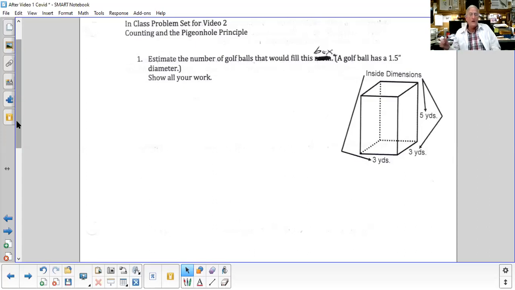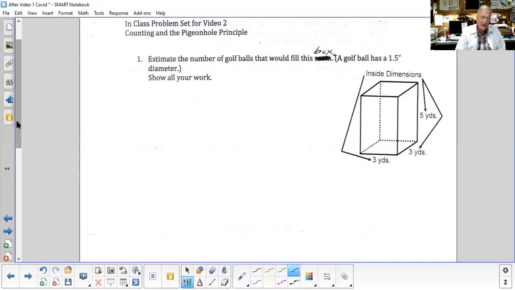Estimate the number of golf balls that will fill this box. Well, how many golf balls would fit across here? That place where I'm showing that blue thing across there. How many golf balls would fit across there? Well, how many golf balls would there be in a distance of 3 yards? We line them up exactly next to each other.